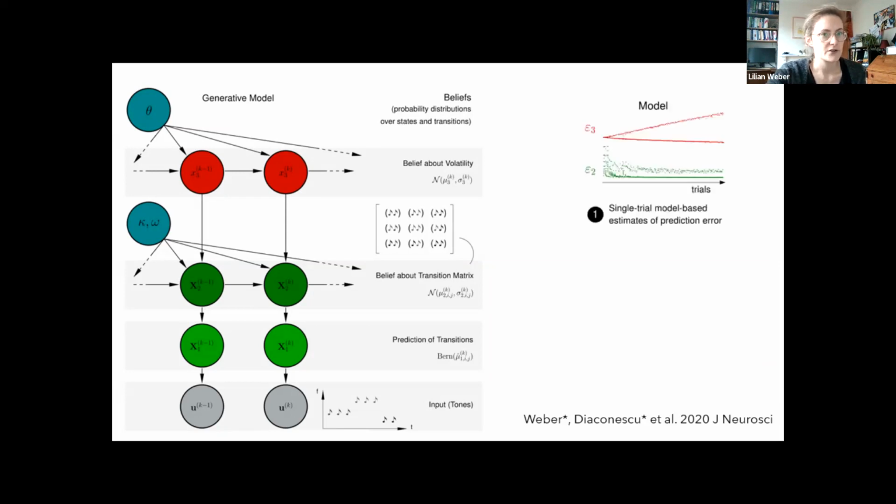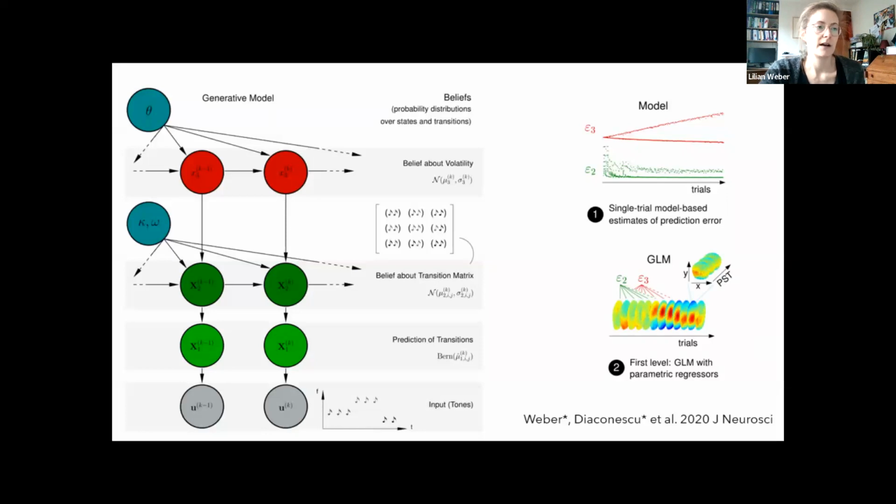And we use that model to extract for every tone in the sequence an estimate of model-based precision-weighted prediction error on two levels. So the lower level prediction error, the green one, would serve to update the belief about the rule, about the transition matrix, and the higher level prediction error would serve to update the belief about volatility in the environment. And then we use these model-based estimates of prediction error in a GLM as regressors to explain single trial amplitudes across time and across the whole sensor space, and obviously corrected for multiple comparisons.